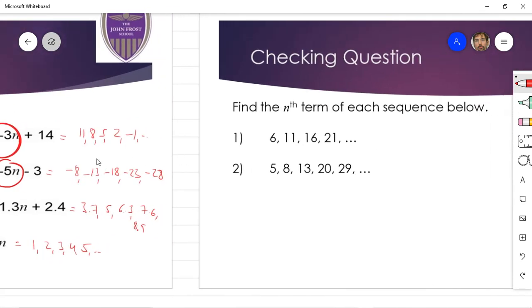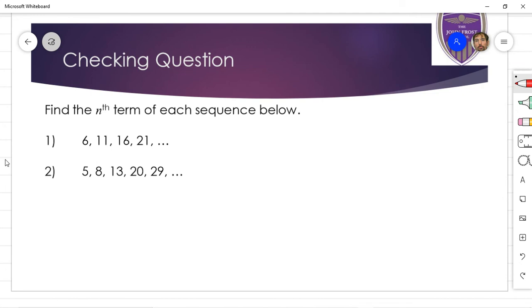So bear that in mind for future lessons. And then the checking question, we're going to try and work backwards now. I've given you a sequence like this first one, and I want us to try and work out what the rule is. What is the nth term? So pause it and have a go and come back. For this one, what you should have noticed is that the gap between each term is 5, and you should have spotted the pattern. This gap is the number in front of n. It's called the n coefficient. So I know this sequence must look like 5n.